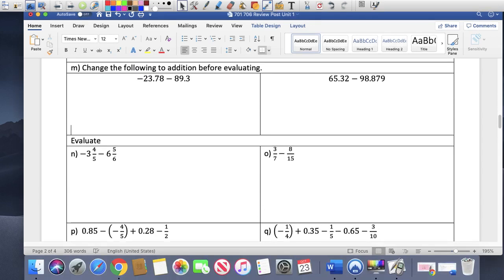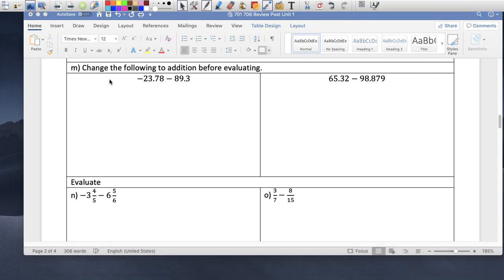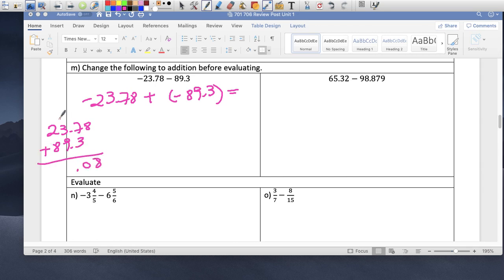Add, so it's two decimals. So again, we can put this like this. Change that to addition, and this becomes negative 89.3. They're both negatives, so we're going to add 23.78 plus 89.3, which equals 113.08, but negative. On this side, again, 65.32 stays, change to addition, and then the additive inverse, negative 98.879.